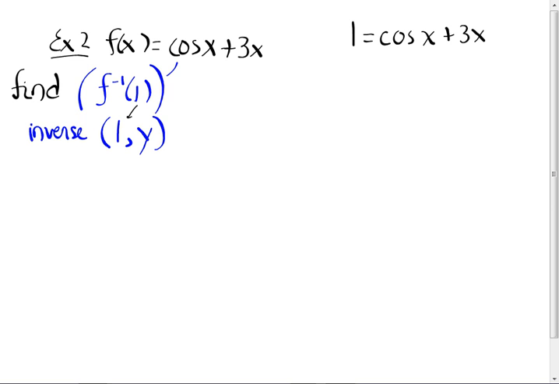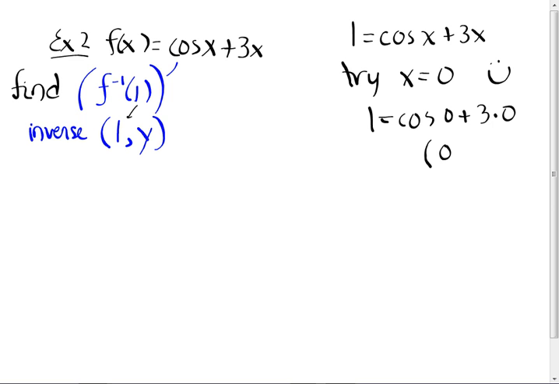Well, you could try x equals 0. 1 equals the cosine of 0 plus 3 times 0. What's the cosine of 0? 1. So my ordered pair here is x is 0, y is 1. So my new ordered pair, and now I can ignore the original function, is what? 1, 0.